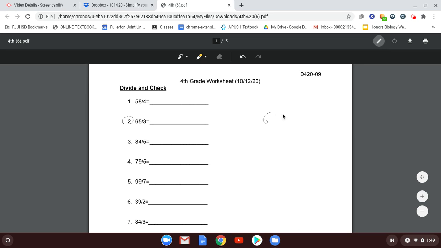So we did 65 divided by 3. Okay, so 6 divided by 3 is 2. 6, 0. That's 5. And then 1, 2. So the answer would be 21 with the remainder of 2.